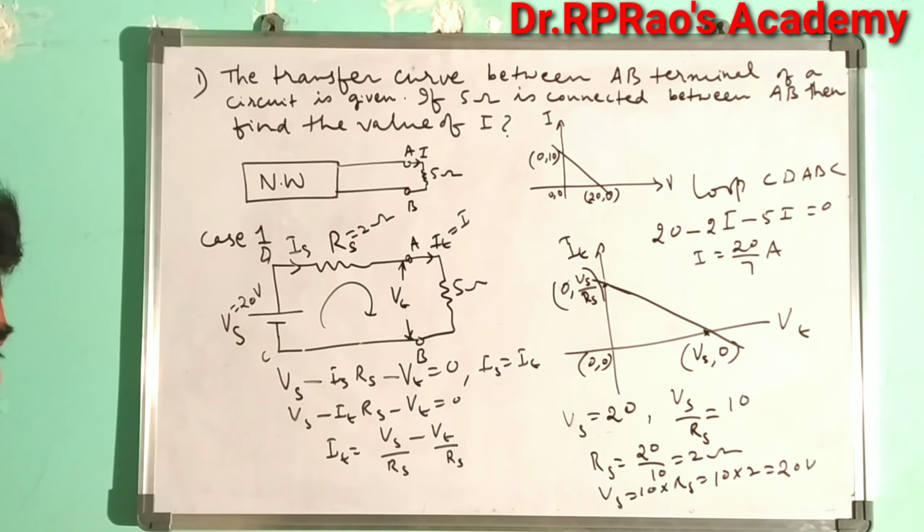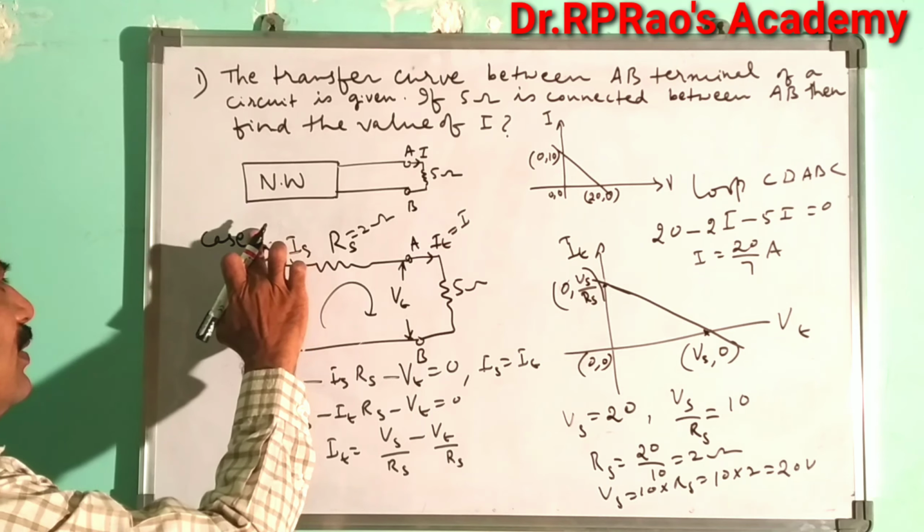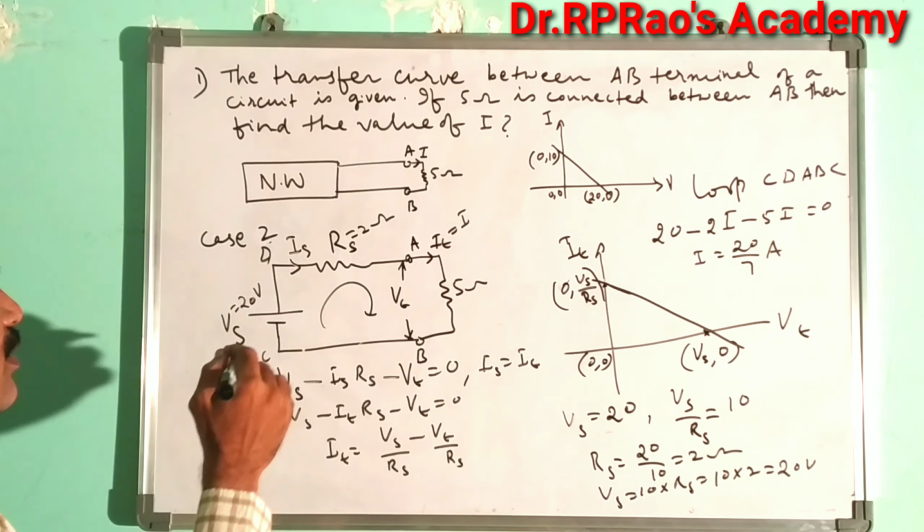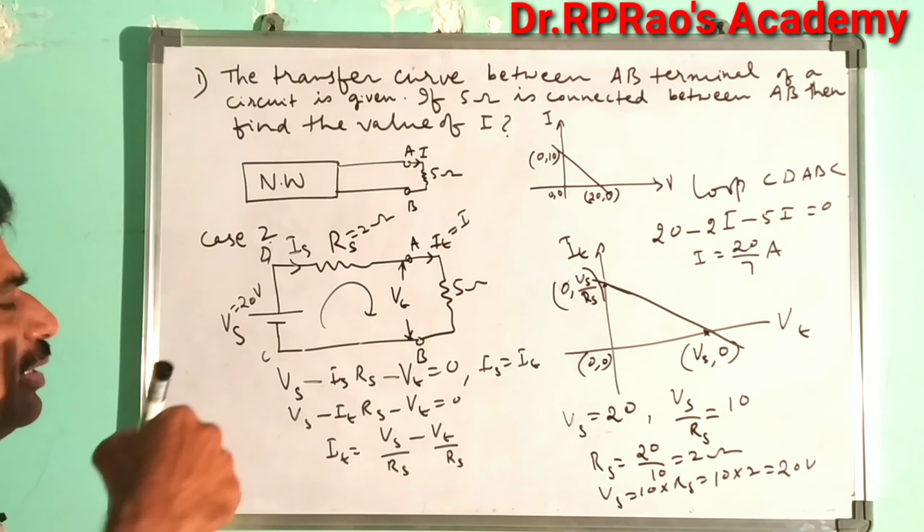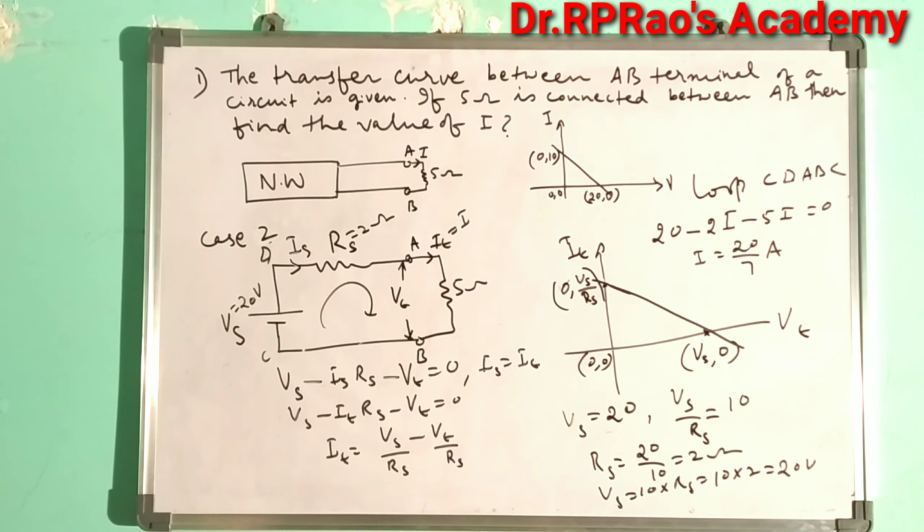Okay. Now consider case 2 now. In case 2, we convert this network into an equivalent current source.